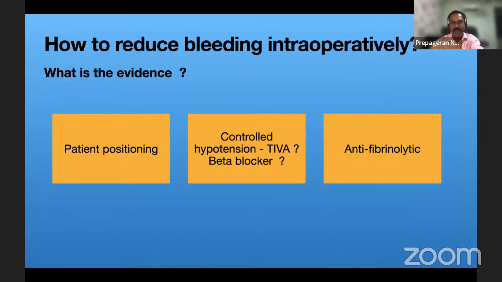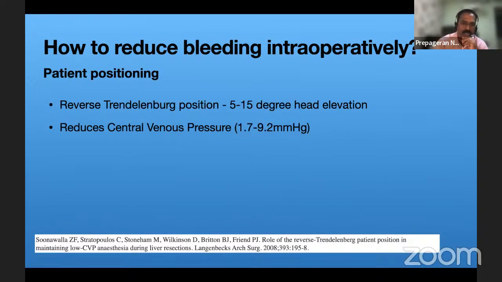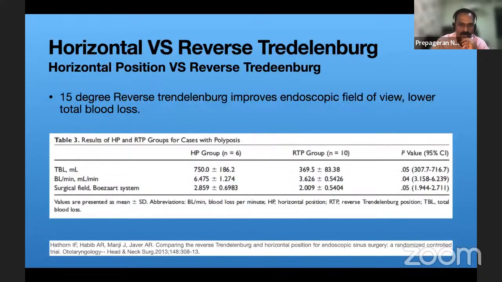I also wanted to spend a bit of time to talk about how to reduce bleeding intraoperatively. What is the evidence? Simply because if you have a clear surgical view during surgery, then the surgery is faster, quicker, easier, without much complication. So let's talk about patient positioning, TIVA, and also antifibrinolytic activity. So we all know that you must use reverse Trendelenburg position.